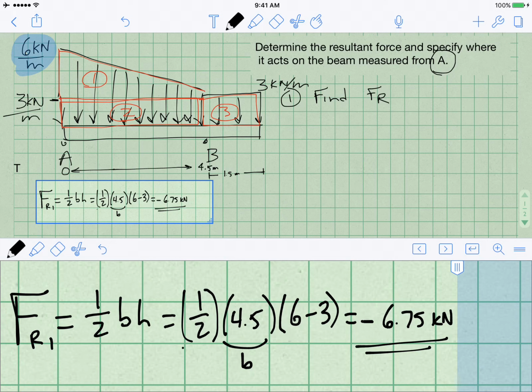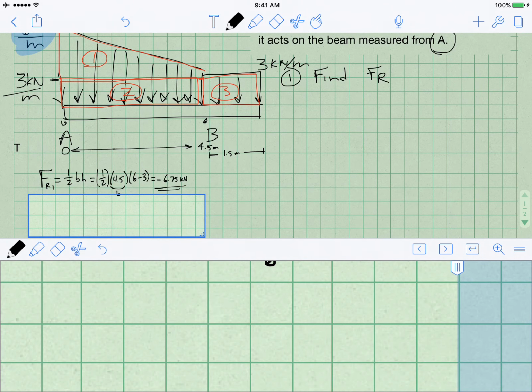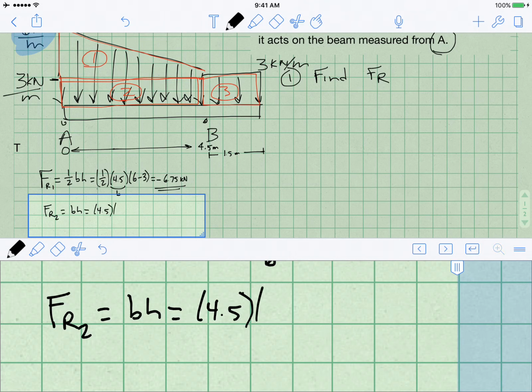So let's move on and now discuss area 2. Area 2 is a rectangle, and that's easy to calculate the area. F resultant area 2 is just equal to the base times the height, which is 4.5 meters, and we multiply by 3 kilonewtons per meter, and so we end up with 13.5 kilonewtons. And this is again pointing in the downward direction, or it is negative.